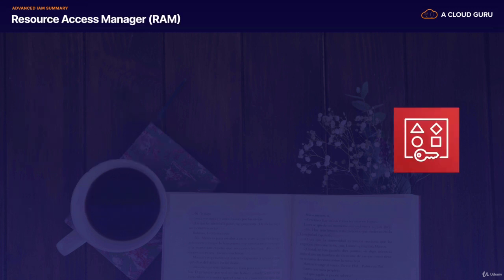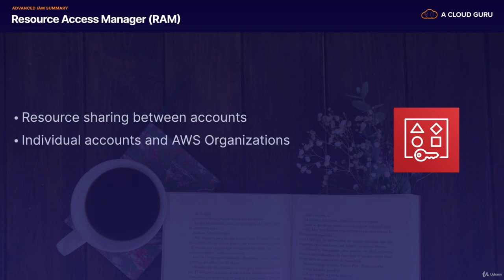Next, we covered Resource Access Manager. This allows resource sharing between accounts. And this works either on individual accounts or within accounts in an AWS organization. Keep in mind the types of resources that you can share. Remember, not every AWS service is available in Resource Access Manager.